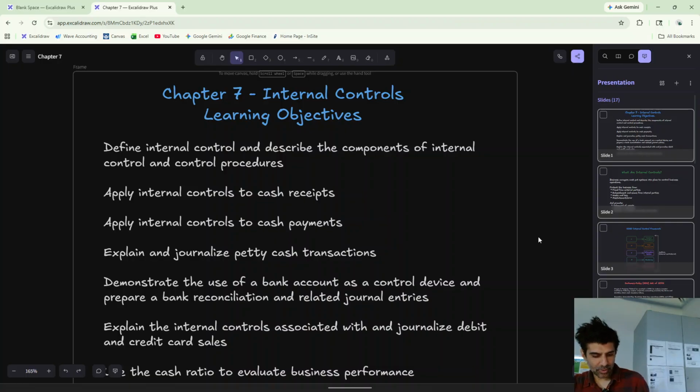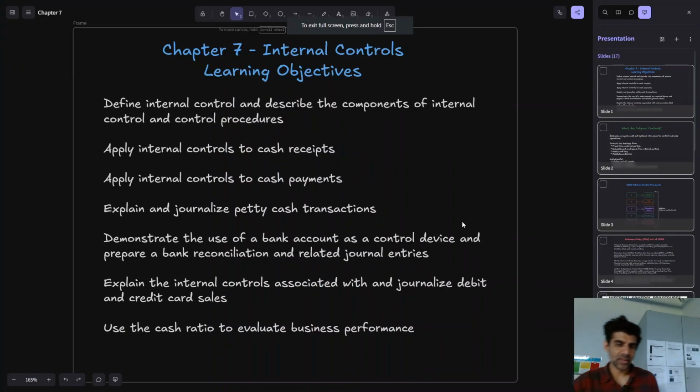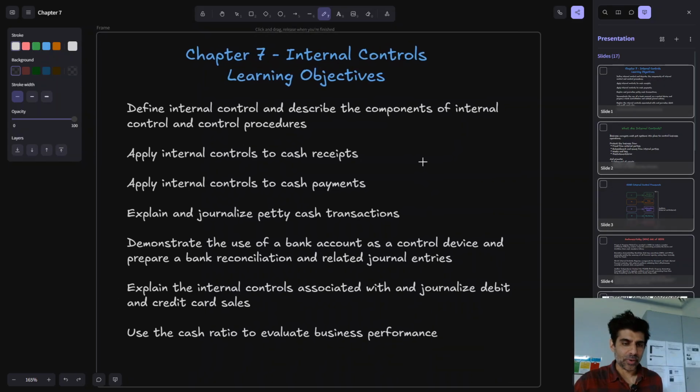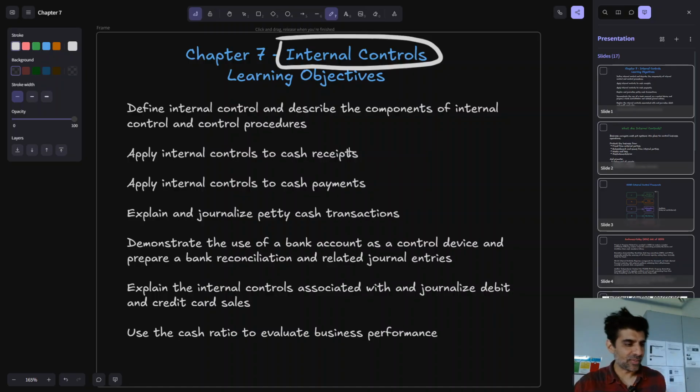All right, so chapter 7 is kind of an odd chapter. We're covering some important but kind of peripheral topics, I would say. So what is this chapter about? Really, it's about this topic of internal controls. I think that's maybe what the title of the whole thing is.